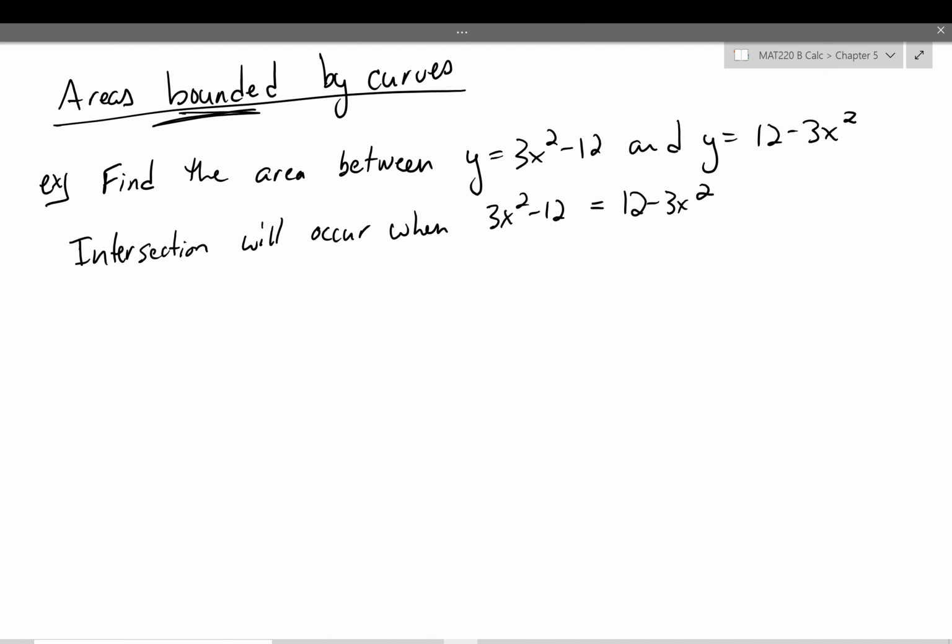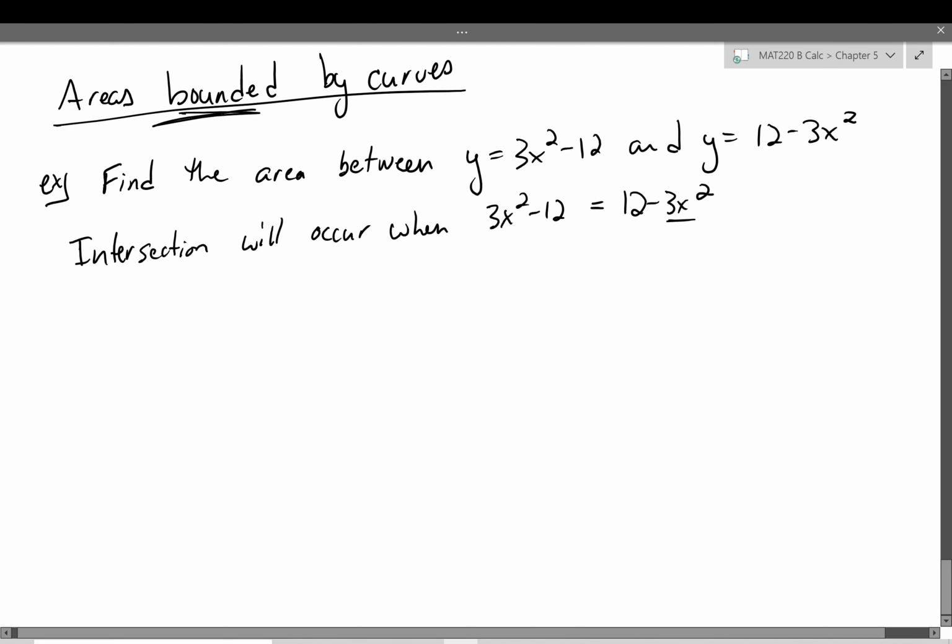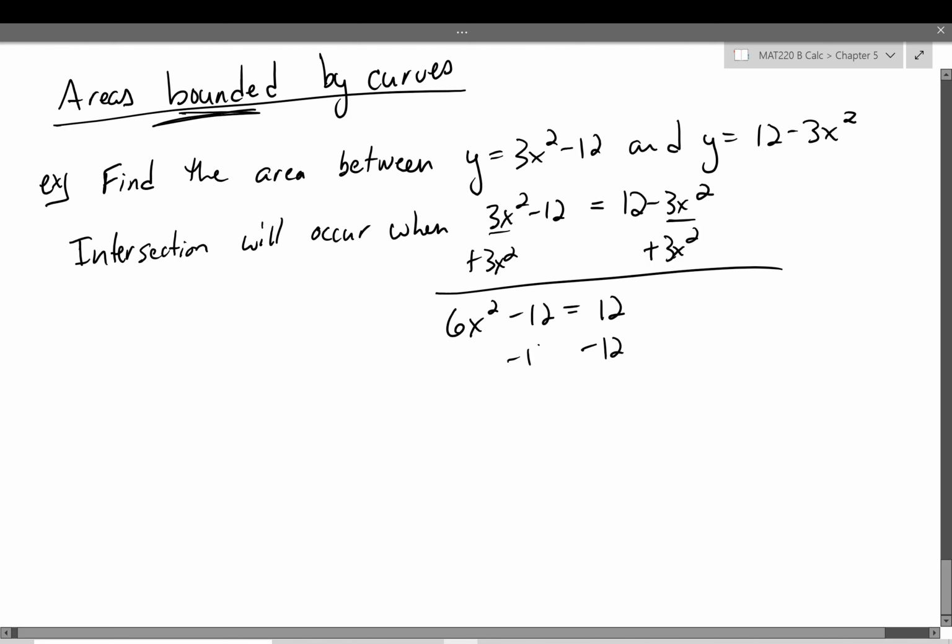So from here, I see the x squared terms, so I'm going to get them together. So let's add 3x squared to both sides. That's going to give me 6x squared minus 12 equals 12. Okay? Now I'm going to subtract 12 from both sides to give me 6x squared minus 24 equals 0.